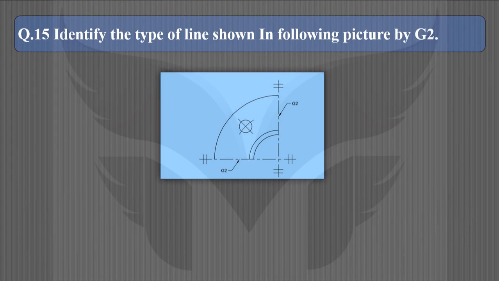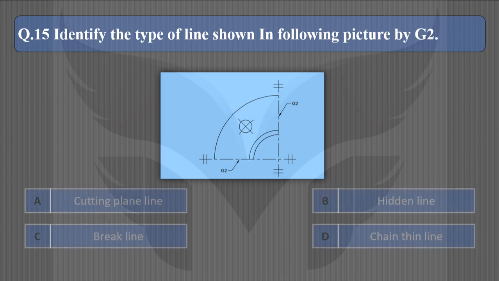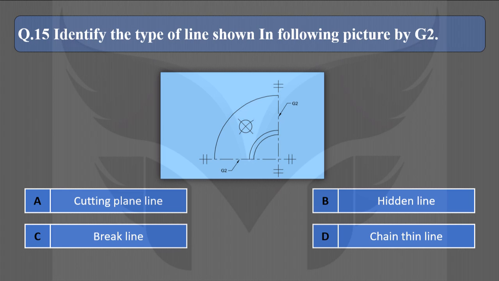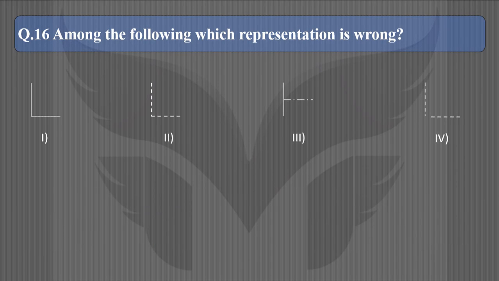Identify the type of line shown in following picture by G2. We have already seen this type of pattern in one of our previous questions, which is called as chain thin line, which is used for showing symmetry. So the correct answer is option D, chain thin line. Moving on to the next question.